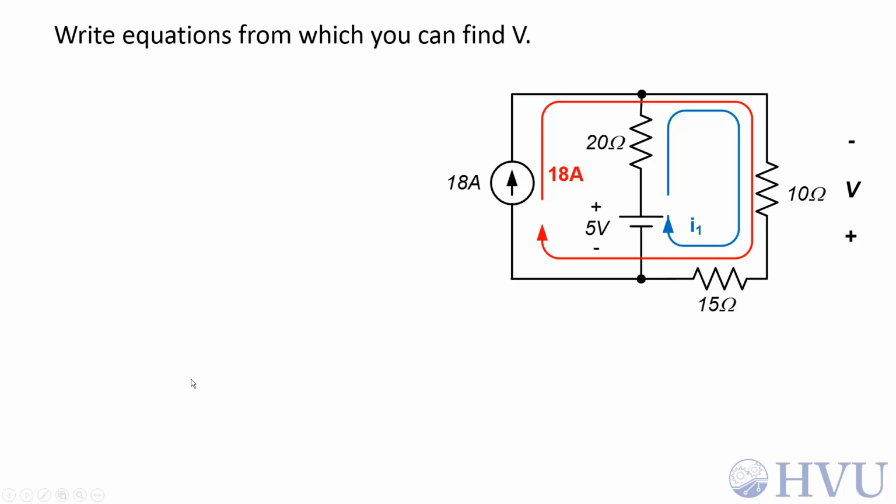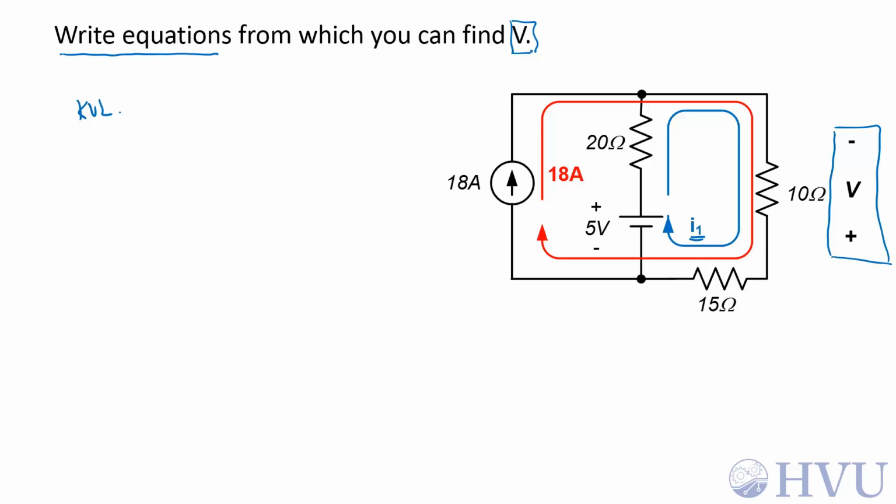In this example, we want to write a set of equations from which we can find the voltage V, which is the voltage across this 10 ohm resistor with this given polarity. I'm going to do this using mesh analysis, and I'm going to use the given constraint and mesh loops that are provided on the circuit diagram. I only have one mesh loop, I1.